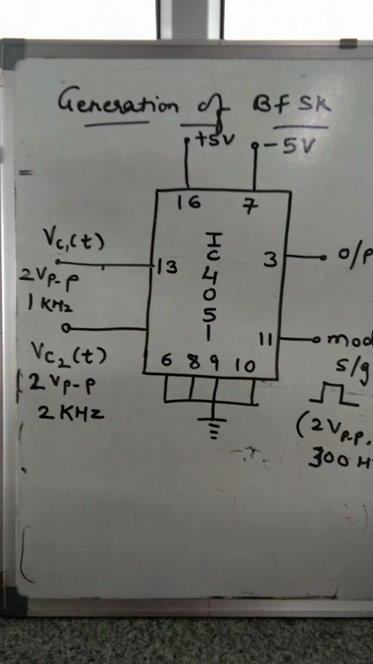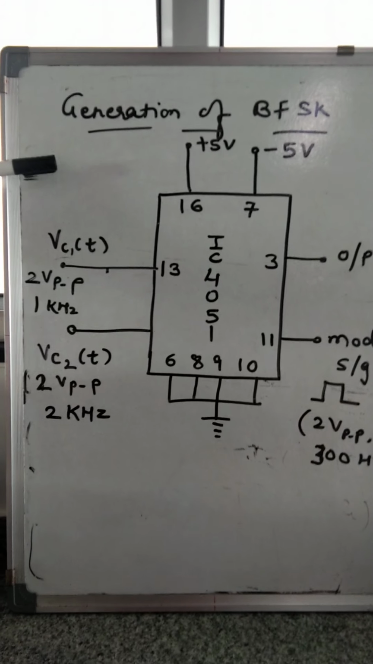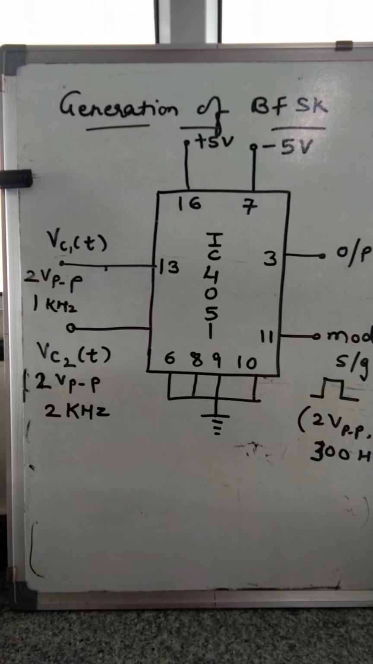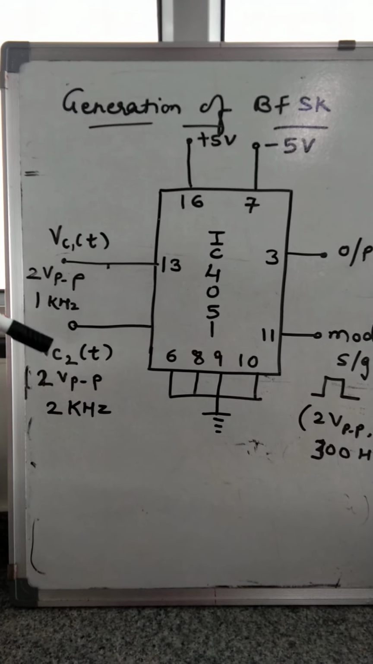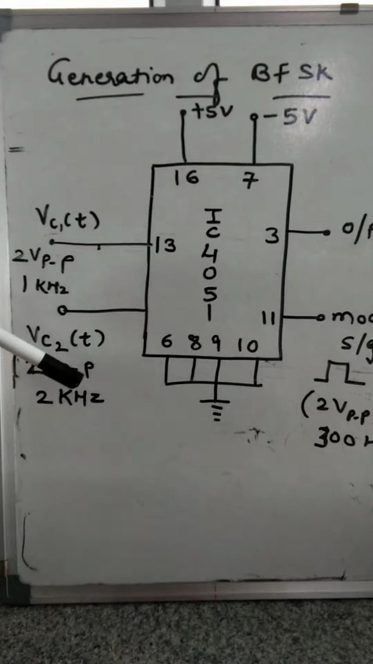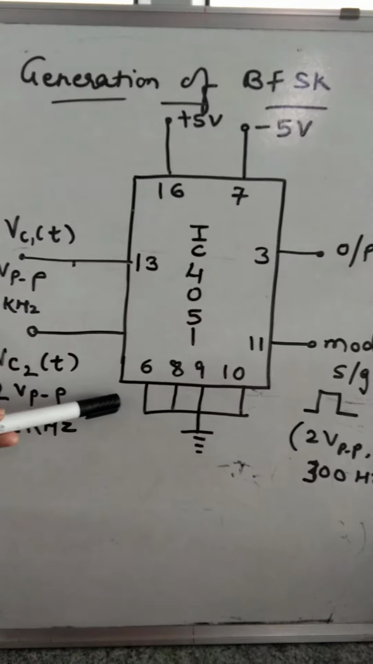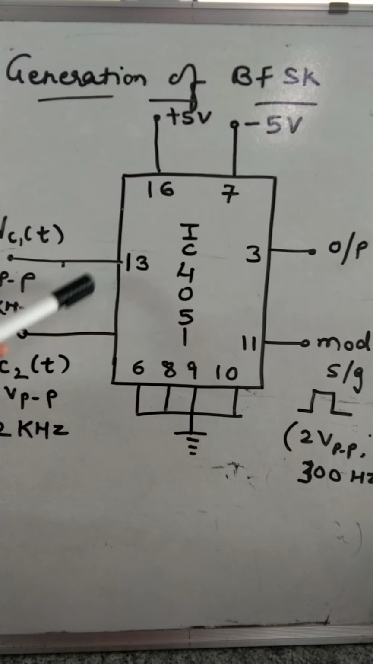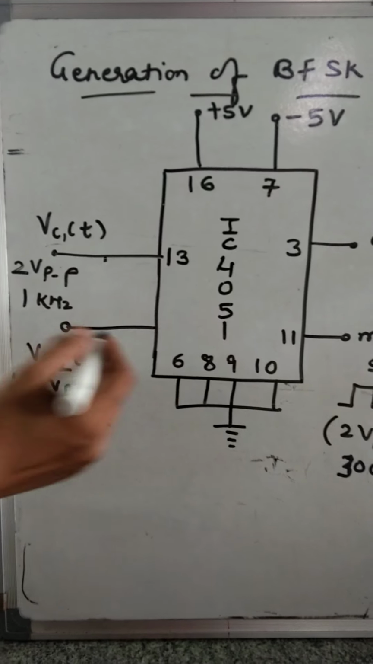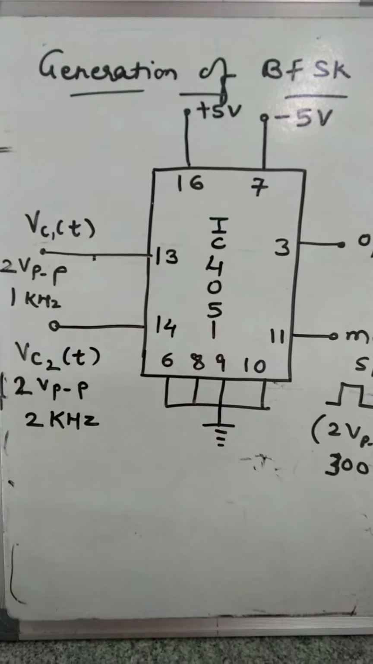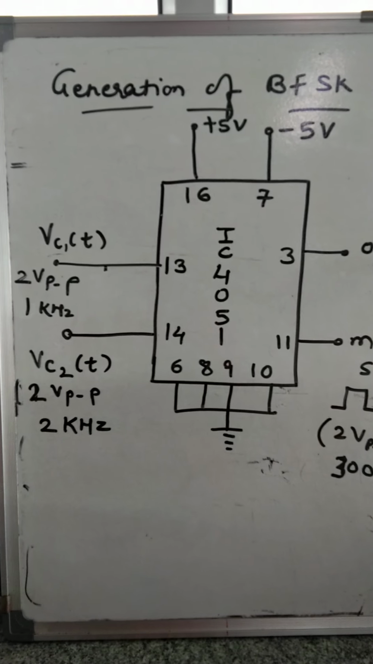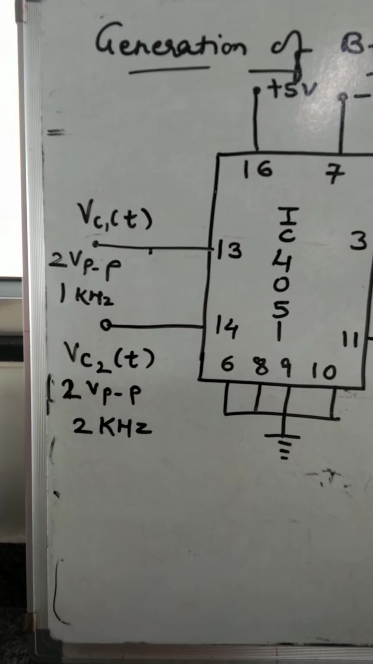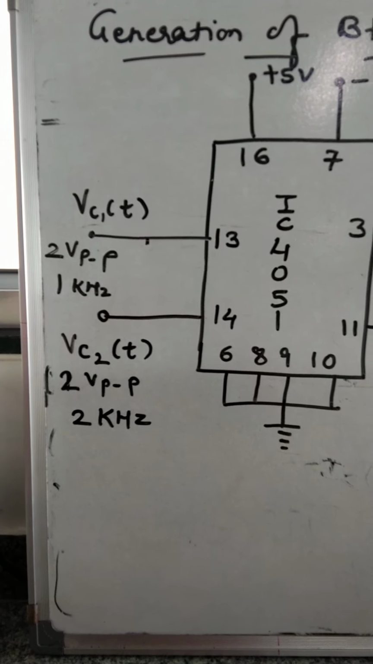So here this is the circuit diagram which we will be mounting on breadboard for checking the waveforms, for observing the waveforms on DSO. So here we will be using IC 4051 where the pin connections 6, 8, 9 and 10 are connected to ground. Pin number 13 and pin number 14 is where we will be giving two input signals, that is two carrier signals, one which will be of higher frequency, and to pin number 14 we will be giving another frequency.